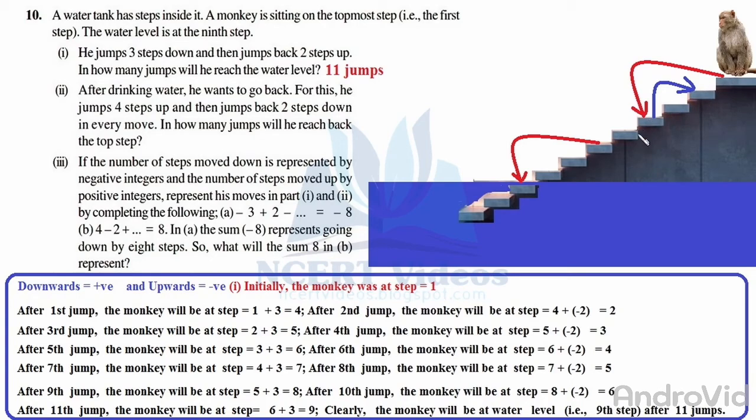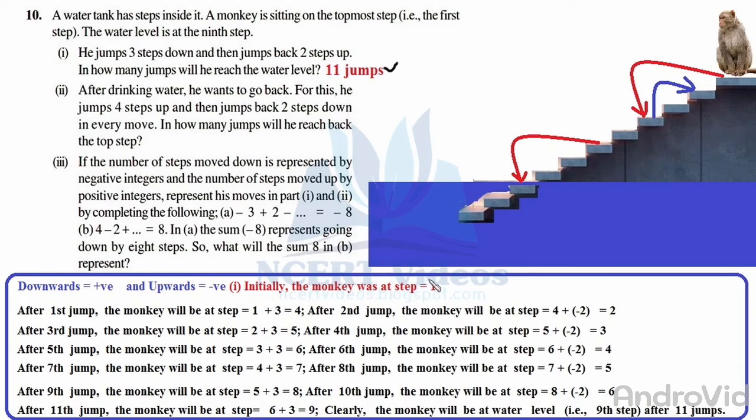So when he'll jump from here, he'll be at the water level. So total 11 jumps will be required. So this was just logically. Now let's do it mathematically. Downwards is positive, upwards is negative. Now initially the monkey is at step 1.